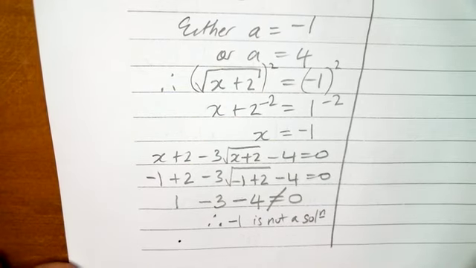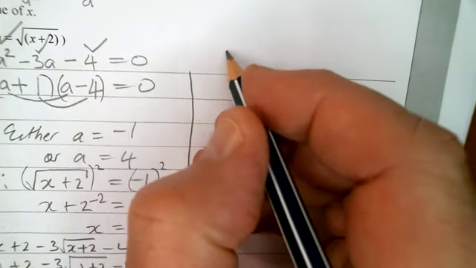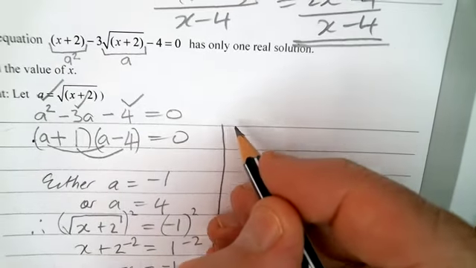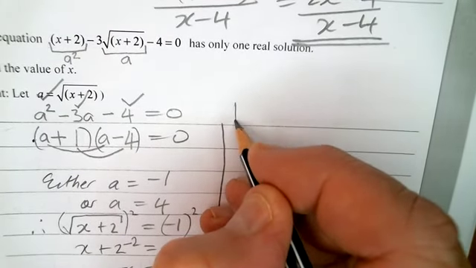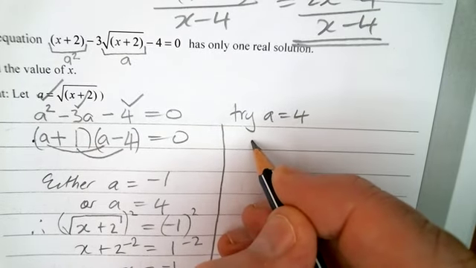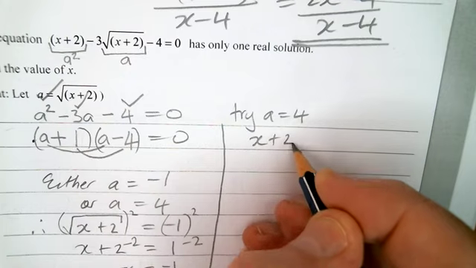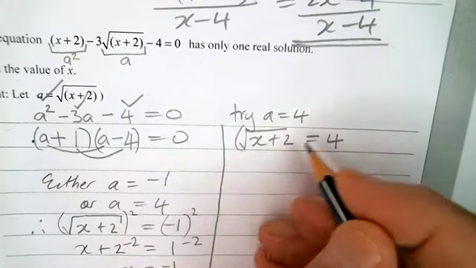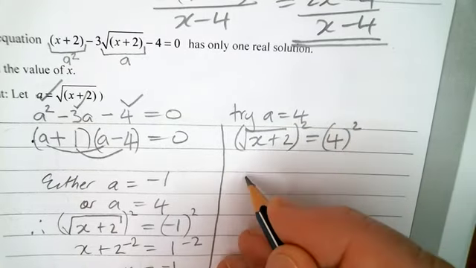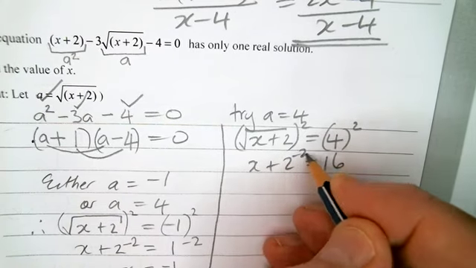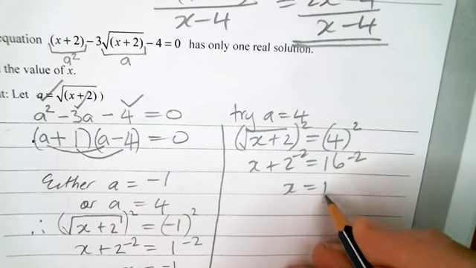All right, let's try 4. So we've got a equals 4. So let's try a equals 4. I would write something like, try a equals 4. Well, we know that root x plus 2 equals 4. Let's find the square of both sides. Square that side, square this side. So this is going to be x plus 2 is equal to 16. So if I subtract 2 from both sides, x is going to equal 14.